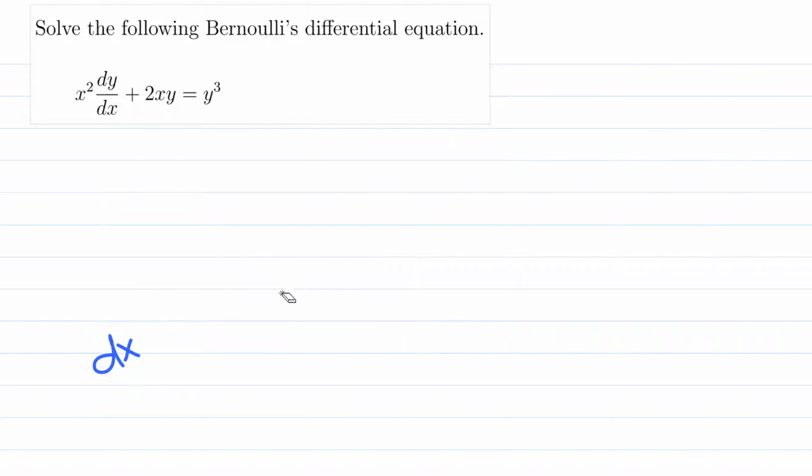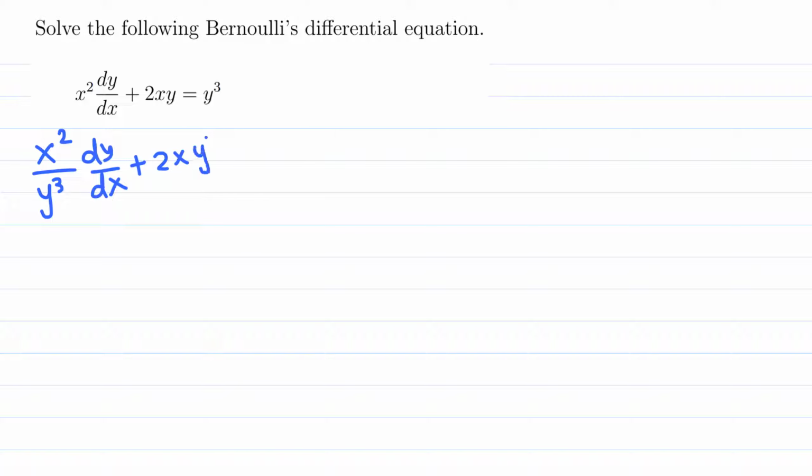So for that we divide both sides by y cubed, to make the right hand side just a function of x. This is x squared over y cubed dy over dx, plus 2x divided by y cubed times y to the negative 2... equals 1. So we can have a function of x, but no y. Now this y to the negative 2 is our new variable v. Let v be y to the negative 2. So we are transforming into a linear equation.